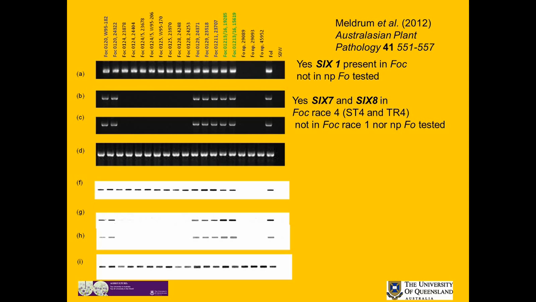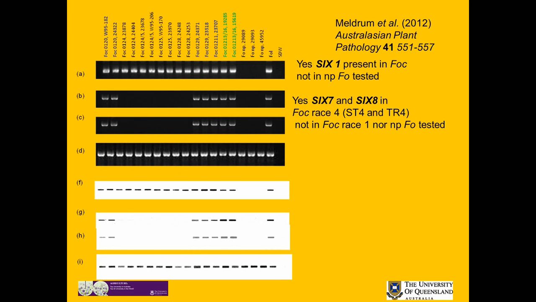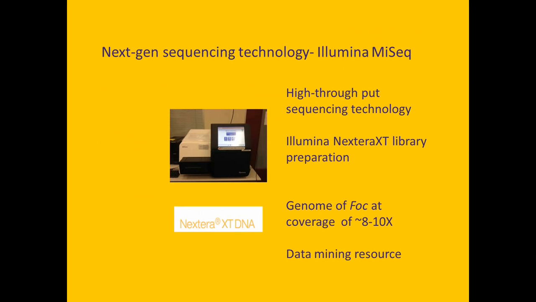Being an old cynic, I said we better check with Southerns, and the same thing happened. We still got the same sort of banding pattern when we did Southern blots to identify the presence or absence of these genes. So we could see an association, we could see a difference between race 1 and race 4, which makes it interesting. So then we upped it, and again, linking in with Jackie's group, we started using next-gen sequencing.